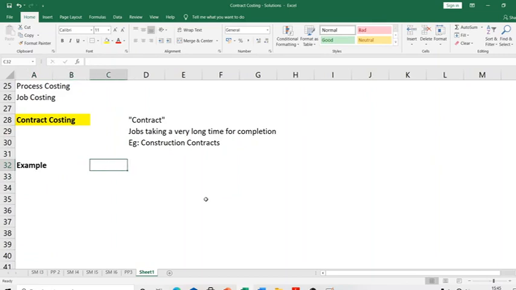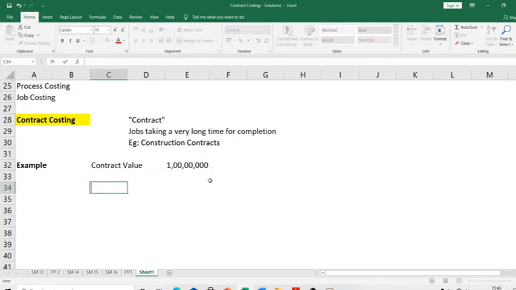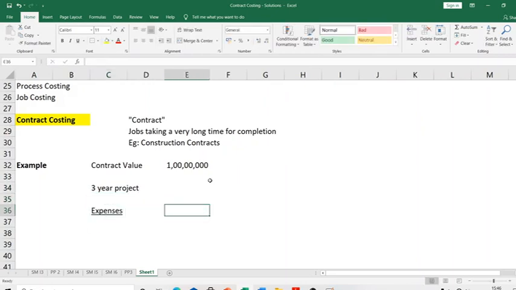Some construction company has taken a construction contract, and the contract value, let's say, is 100 lakhs. The contract value is 100 lakhs, or it is 1 crore. Now, this construction contract, let's say it goes for 3 years. It's a 3-year project. Now, let's look at what are the expenses that were incurred for this project. Let's look at year 1, year 2, and then year 3.